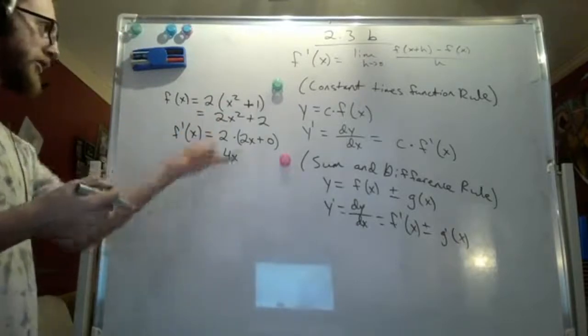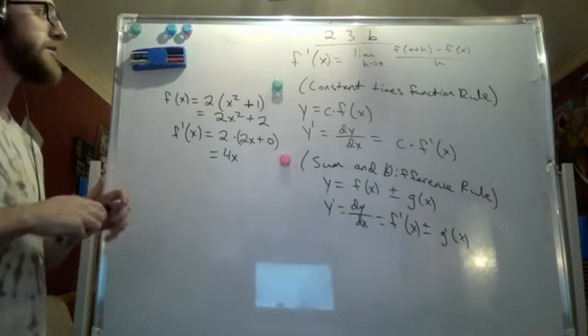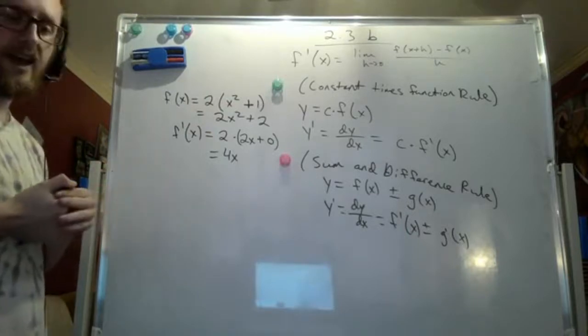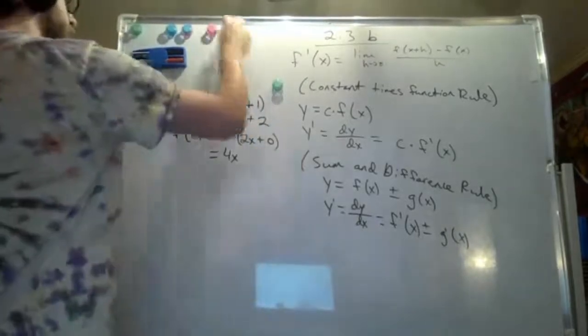All right, so that's great. We've got 2 new rules to add on to those tricks we just learned in the previous section for 2.3a. Now we'd like to do a couple examples putting it all together.